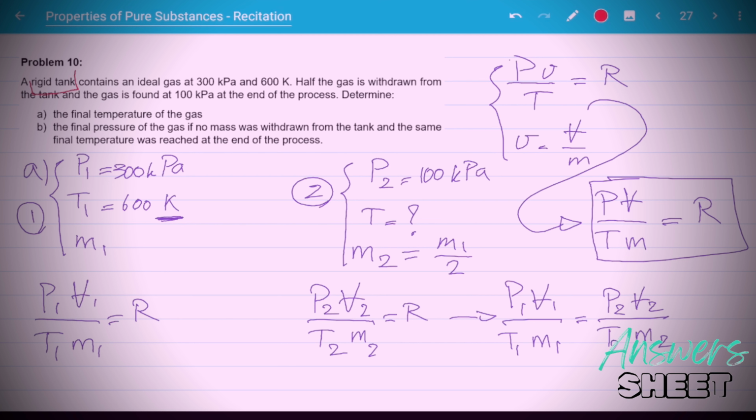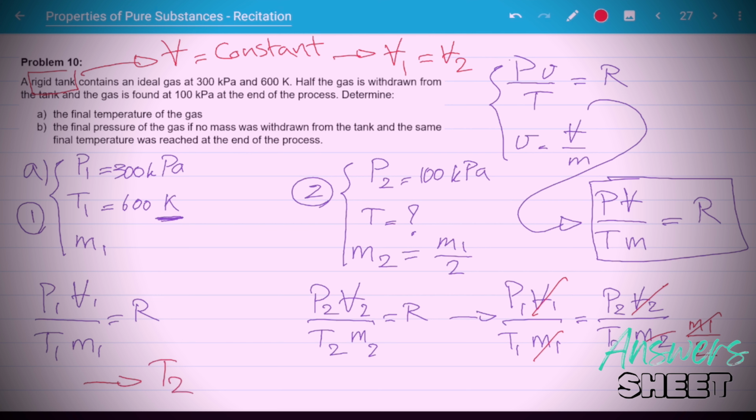Now, we are talking about a rigid tank. Remember, the rigid tank means that the total volume remains constant during the process. So immediately we can conclude that volume 1 is equal to volume 2. So, volume 1 and volume 2 can be crossed off from both sides of this equation. We also know that M2 is M1 over 2. So, I'm going to replace that here, M1 over 2, and then I can cross the M1s. So I end up with this equation.